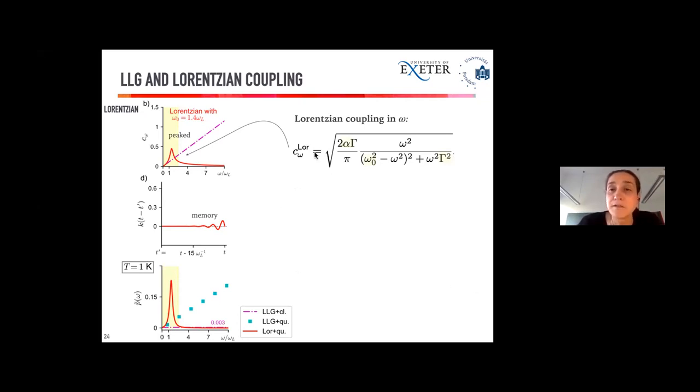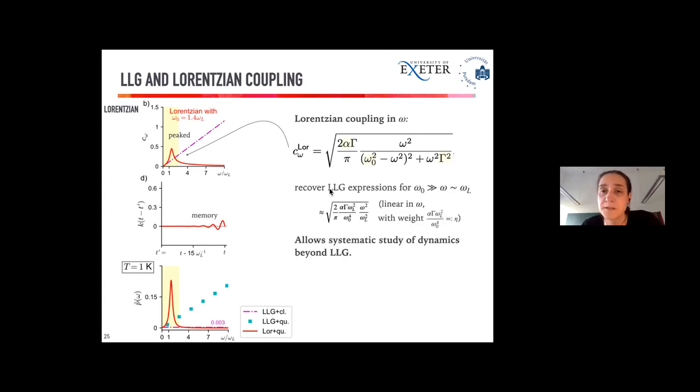Okay, now the point of taking such a Lorentzian is, on the one hand, it's physically nice to have something peaked. Secondly, it's very nice to solve a lot of things because you can analytically solve many of the integrals you need. And thirdly, it gives us three parameters with which we can toggle between the LLG regime and the non-LLG regime. So in particular, we can recover the LLG expressions if we take an omega zero, the peak, being very far outside this relevant regime of frequencies.